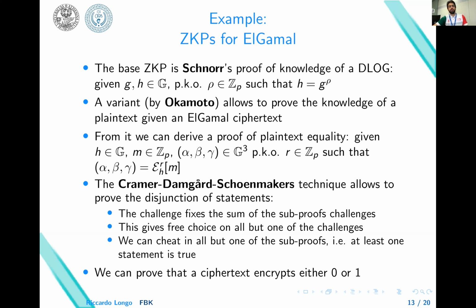So if we use this trick, we can easily prove that we have encrypted either 0 or 1 without revealing what we actually encrypted. And so we can prove that our ciphertext has been computed correctly. Of course, we can extend this with more values. The proof just becomes a little bit bigger, but the basic principle is the same.